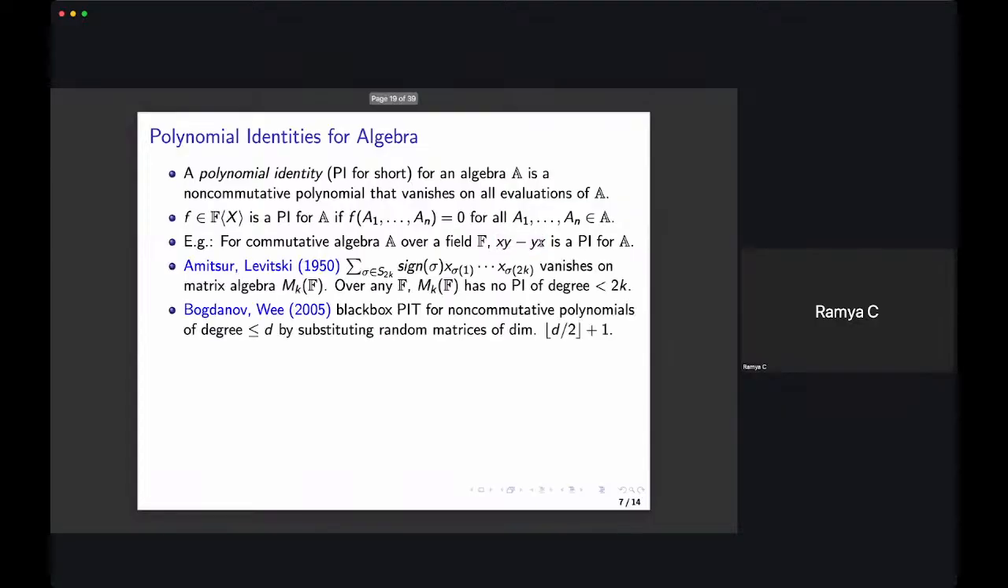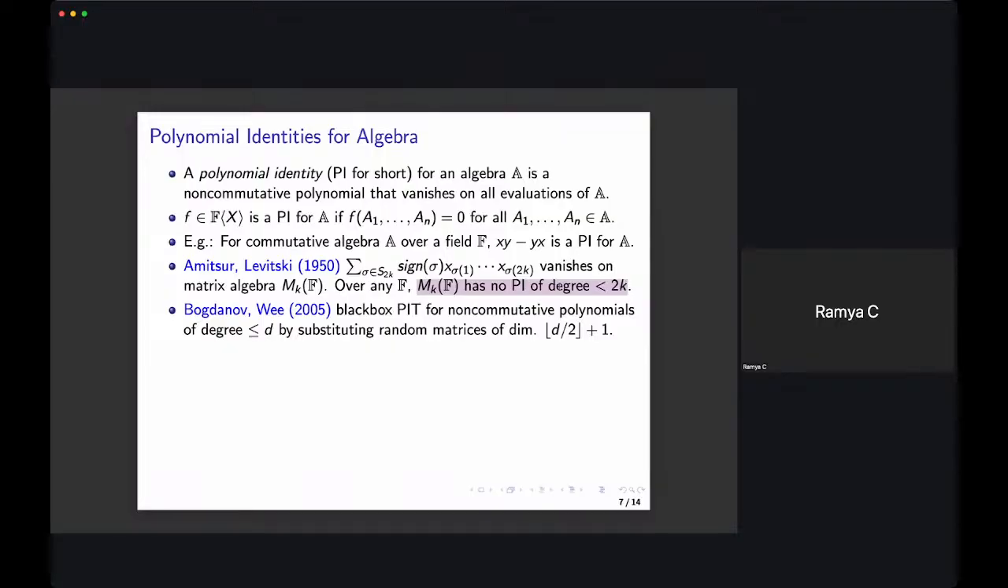Now you can think about matrix algebras, which are not commutative algebras. And here is a celebrated theorem of Amitsur and Levitzki from the polynomial identity theory, where they try to understand polynomial identities for matrix algebras. So here is a polynomial of degree 2k. It's a non-commutative polynomial. And no matter what matrices you plug in, this polynomial will vanish on the matrix algebra. And not only did they show that, they also showed that if you take the matrix algebra, it cannot have any polynomial identities of degree less than 2k. So it's sort of a characterization of the minimal degree of identities for matrix algebras.